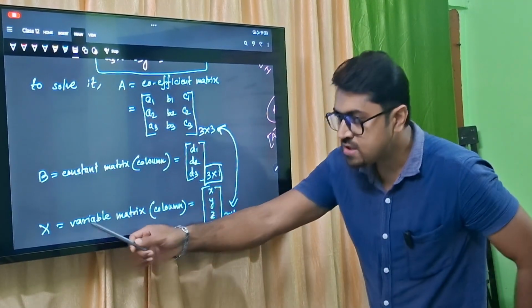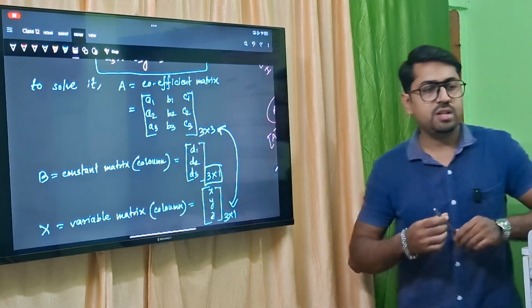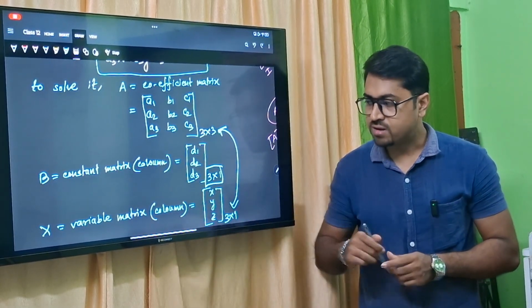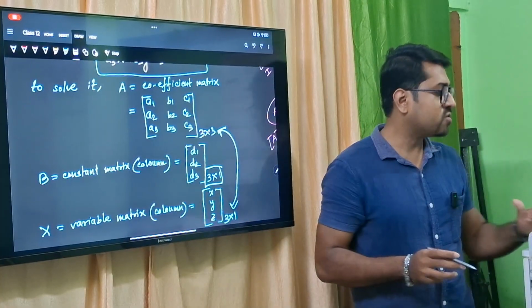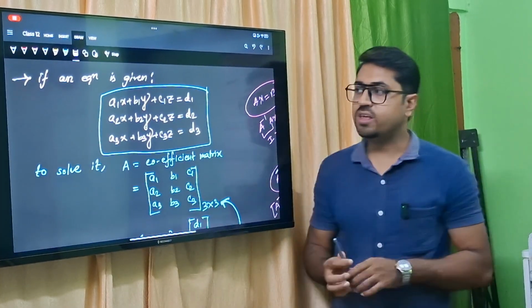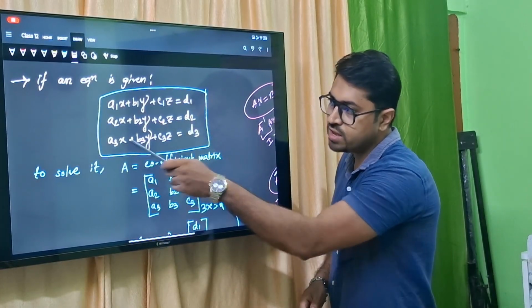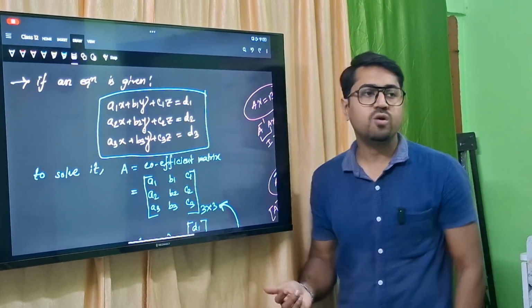And capital X is called the variable matrix. Variable matrix means the variables x, y, z. I have written that it is a column matrix, that is x, y, z. But why is it a column matrix in this equation? Only x, y, z, so you can see it is a horizontal term. x, y, z horizontal. But why have I written it as a column matrix?